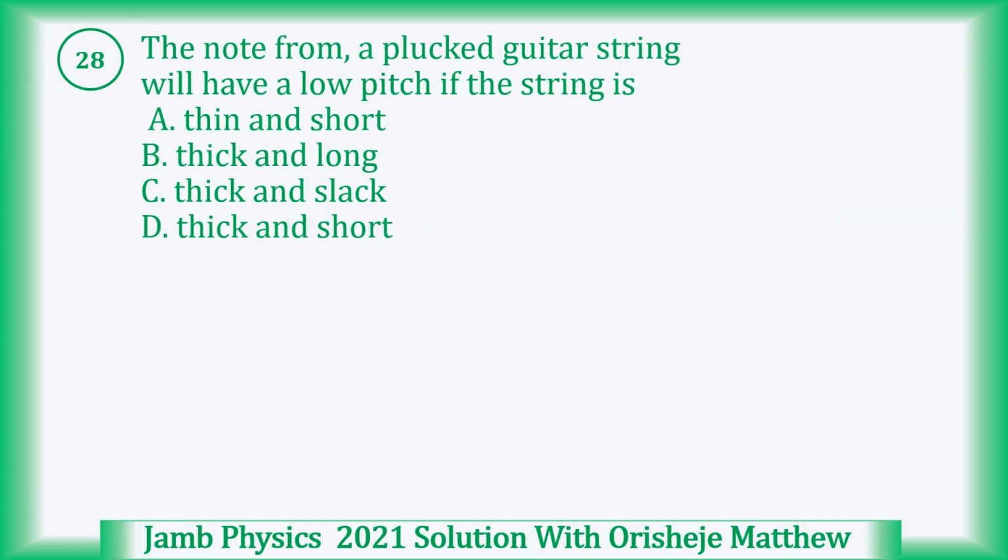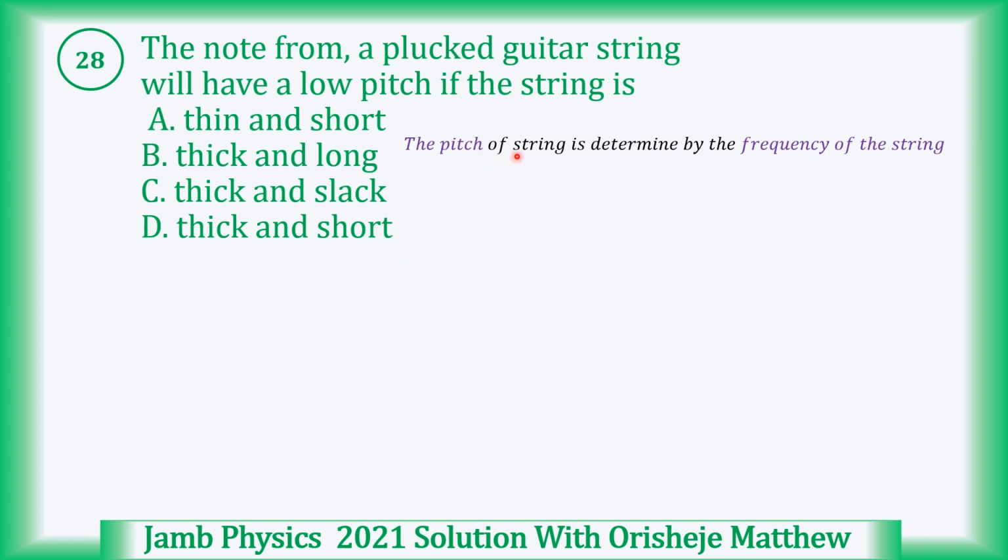Question 28. The note from a plucked sonometer string will have a low pitch if the string is thick and short, thick and long, thick and slack, or thin and short. So let's look at the analysis.